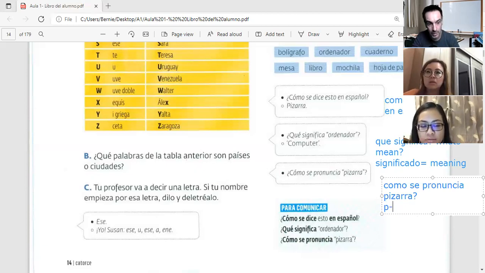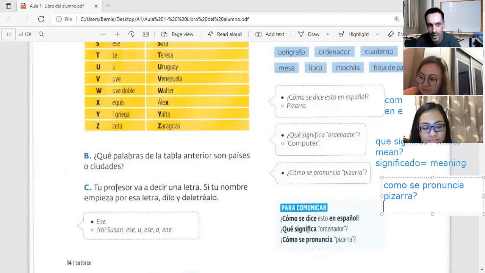Pronunciation. Oh, pronuncia came from pronunciation. Can I try? Yes, try. ¿Cómo se pronuncia pizarra? P, I, E. Okay, I try. Good, good, good. Z, sí, A, correcto. R, R, A. Right, very good.